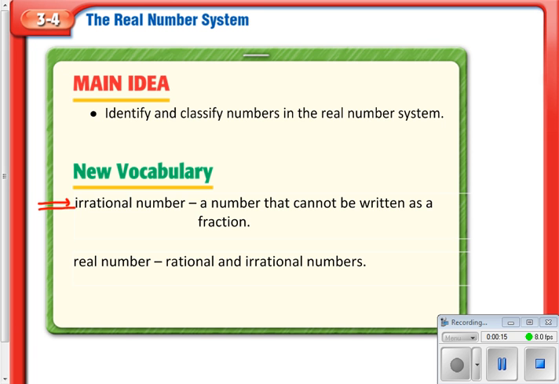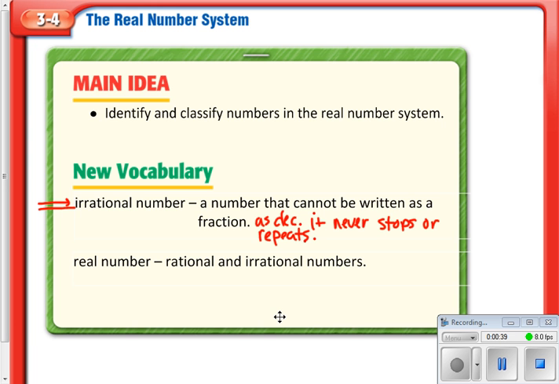As a decimal, it never stops or repeats. It goes on forever. A real number is a rational and an irrational number.